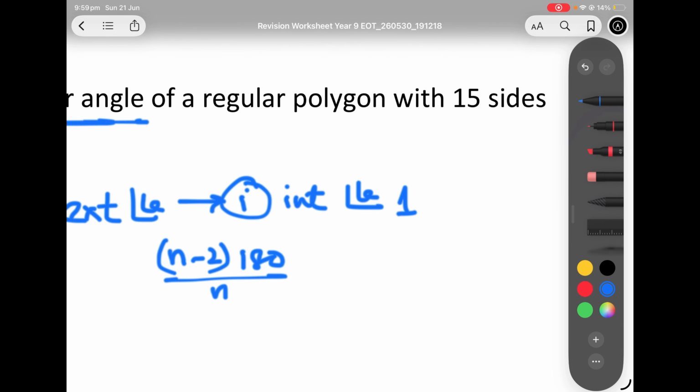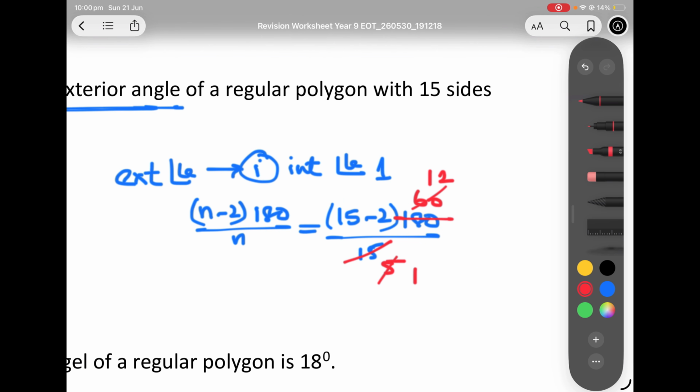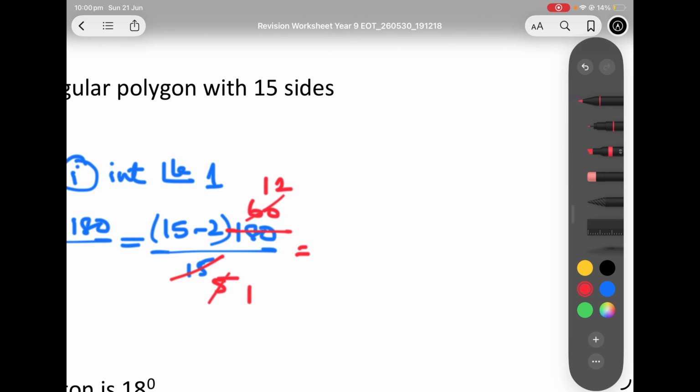So that is 15 sided, so 15 minus 2 times 180 divided by 15. This goes 3 times: 3 fives are 15, 3 sixes are 18, zeros, and 5 ones are 5, 12s are. Then you get 15 minus 2 is 13 times 12.